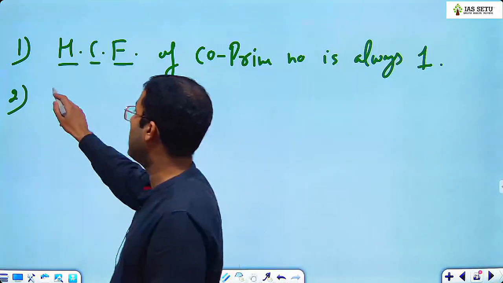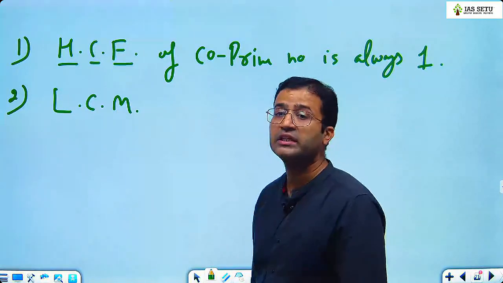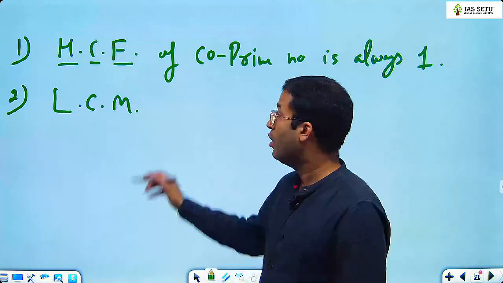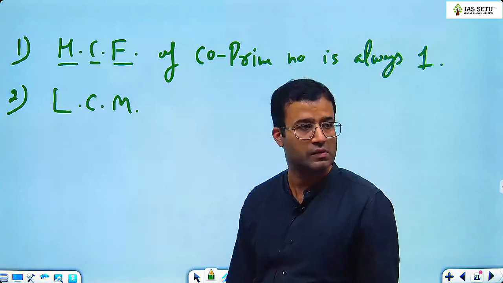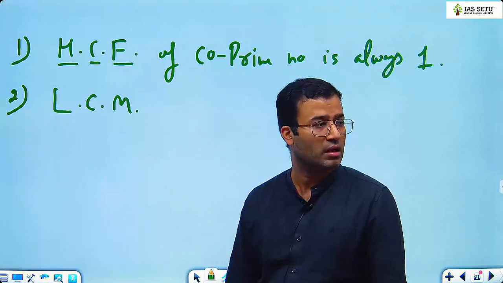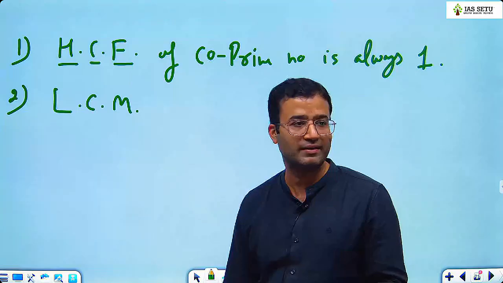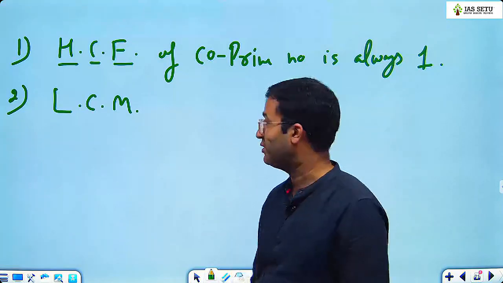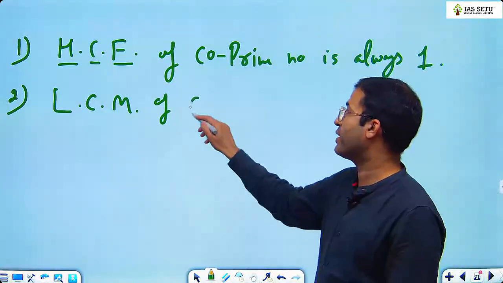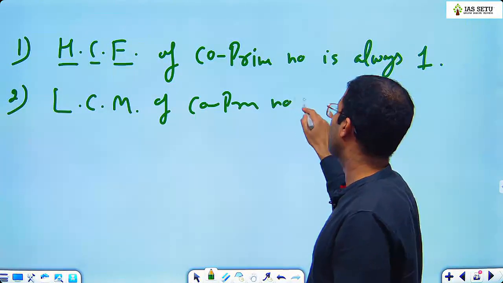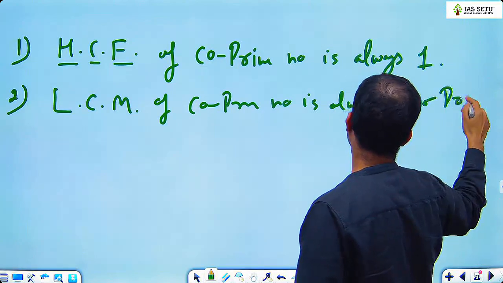Second point is LCM. What is LCM? Least common multiple. Anyone? What is the LCM of co-prime numbers? बाकी लोग पूरा कोर्स का पैसा वसूल करने आए, मतलब कुछ पढ़ के नहीं आया. चलो कोई नहीं. LCM क्या होता है? Least common multiple. LCM of co-prime numbers is always their product. उनका product होता है.